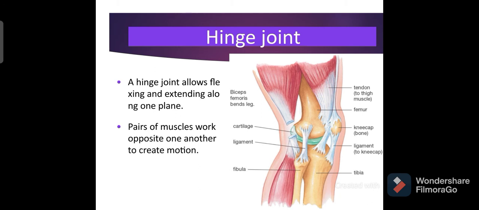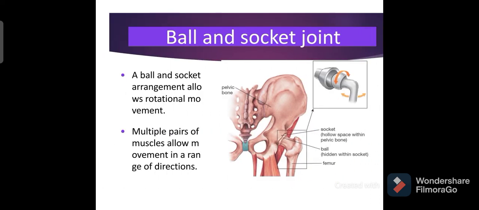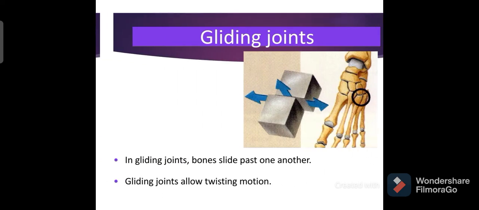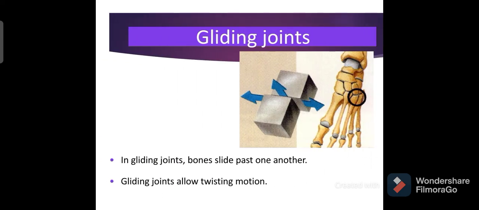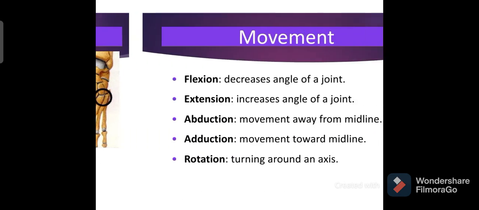Hinge joints. A hinge joint allows flexing and extending along one plane. Pairs of muscles work opposite one another to create motion. Ball and socket joint. A ball and socket arrangement allows rotational movements. Multiple pairs of muscles allow movements in a range of directions. Gliding joints. In gliding joints, bones slide past one another. Gliding joints allow twisting motion.